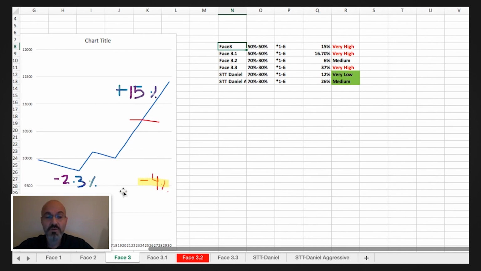It can be minus 4, it can be minus 15, you can blow up your account, you can lose more than your account. So it's very difficult to get to that point. And I add the factor of 1 to 6 risk and reward. Why? Because the STT strategy can have that minimum of 1 to 6. Let's move on to phase 3.1.